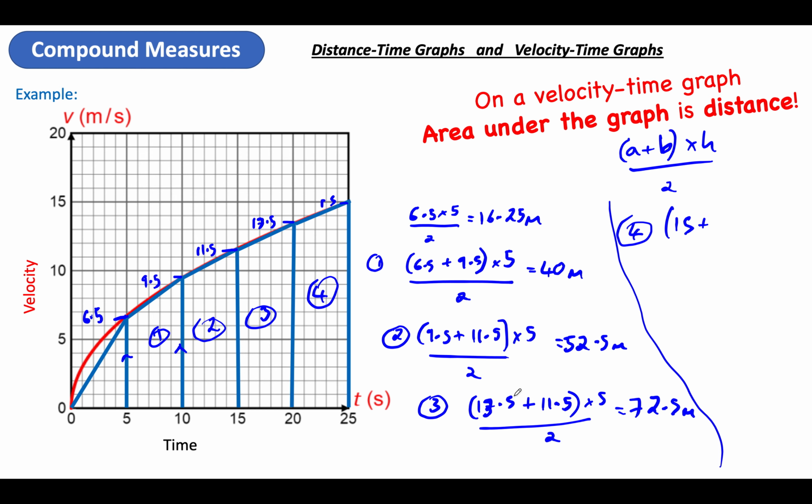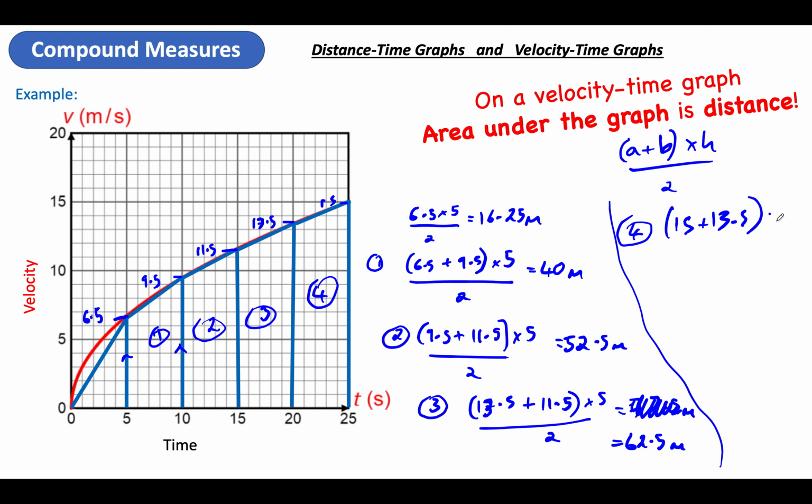It's not 17.5, it's 13.5. Oh, let's try that again. Right, 13.5 plus 11.5. Times it by the width of 5, divide it by 2. 62.5, not 72.5. You fool, Mr. Nice. You got it wrong. So 62.5. Right, okay, let's get back on track.